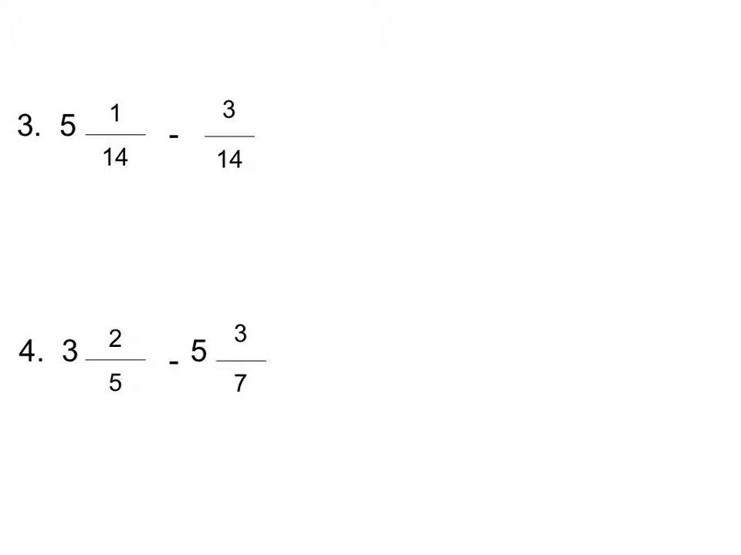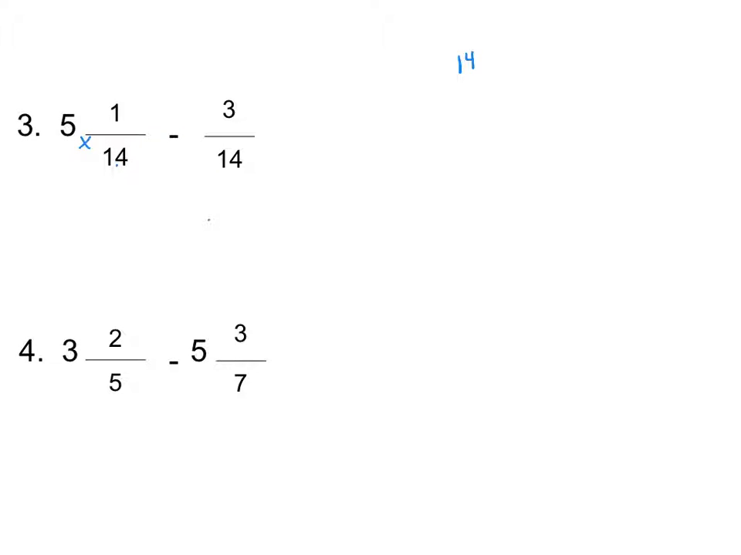Next question. In this case, I see that my denominators are the same, so I do not need to change my denominators. Okay, but I have a whole number. So this is 5 and 1/14 minus 3/14. So there's two ways that you can do this. I'm going to change it to an improper fraction, because this will always work, and it's just fine to do it. So I need to figure out how many 14th pieces I have. I have 5 wholes, and they're divided into 14. So I need to multiply 5 times 14.